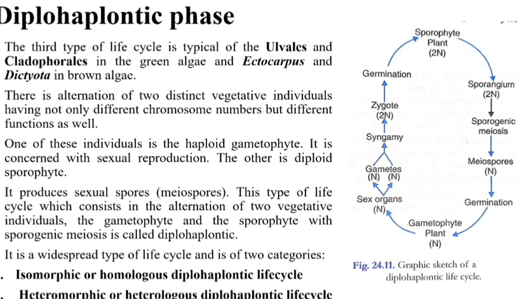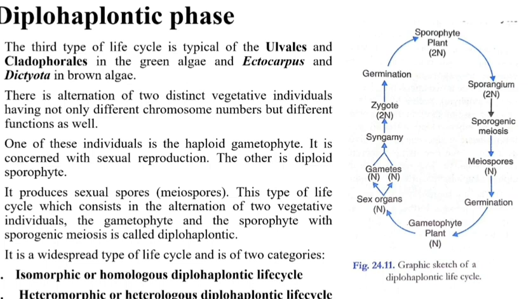Then the diplohaplontic life cycle, which is the third type of life cycle and is typically observed in Ulvales and Cladophorales in the green algae, and Ectocarpus and Dictyota in brown algae. There is alternation of 2 distinct vegetative individuals having not only different chromosome numbers but also different functions. One of these individuals is the haploid gametophyte, which is concerned with sexual reproduction, and the other is the diploid sporophyte. It produces spores called meiospores.